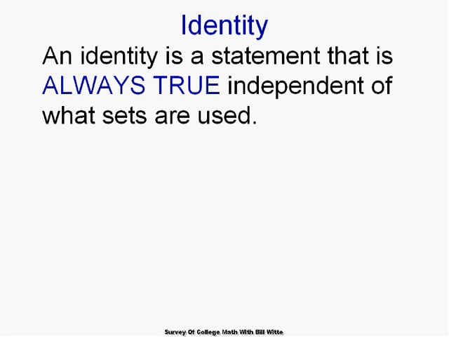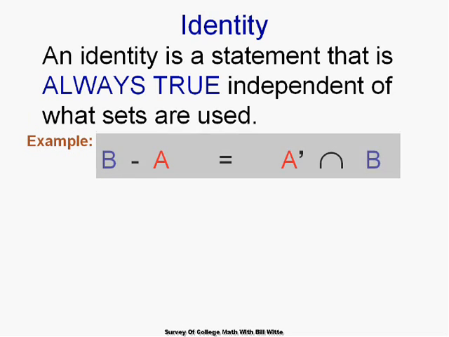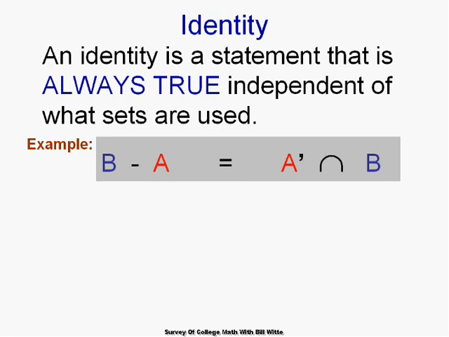Okay, now an identity, no matter what field you're in, is going to be something that you can use and know that it's always going to be true, independent of whatever set you use. Okay? I'll give you an example. I didn't tell you what B was and I didn't tell you what A was. But did you know that B minus A always equals the intersection of A complement and B? Let me demonstrate. Okay, it's always got to be true if it's an identity.